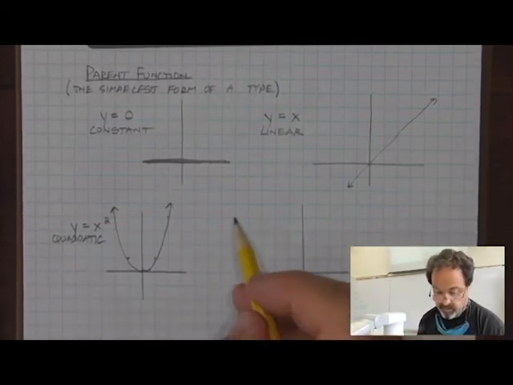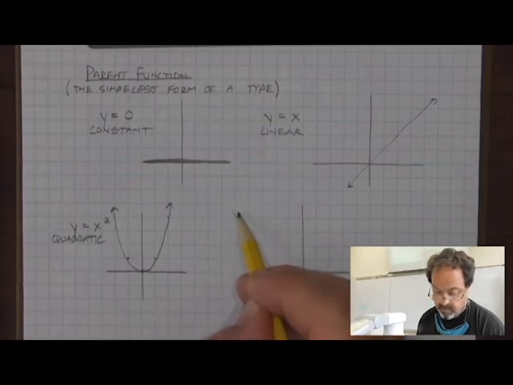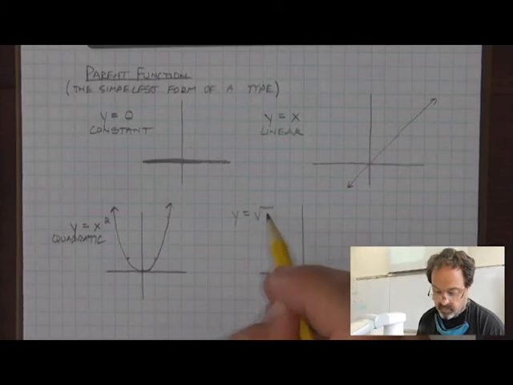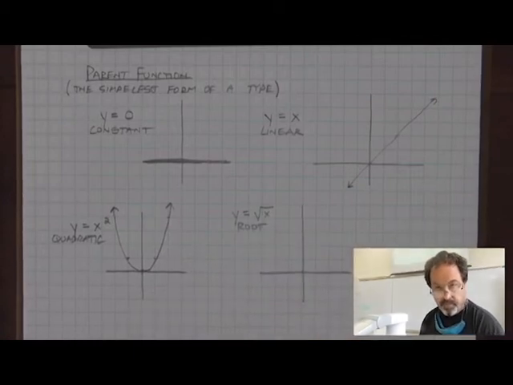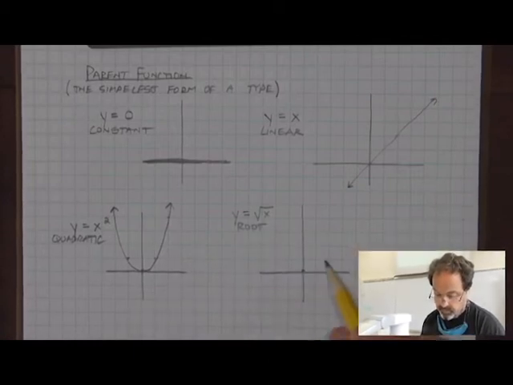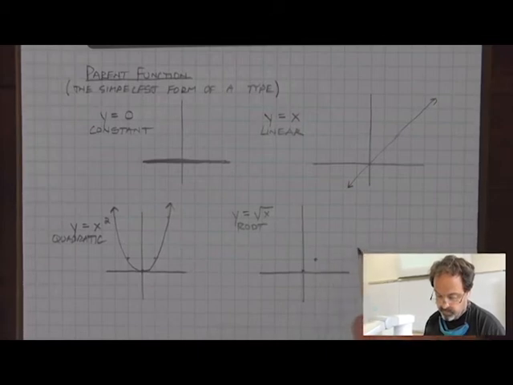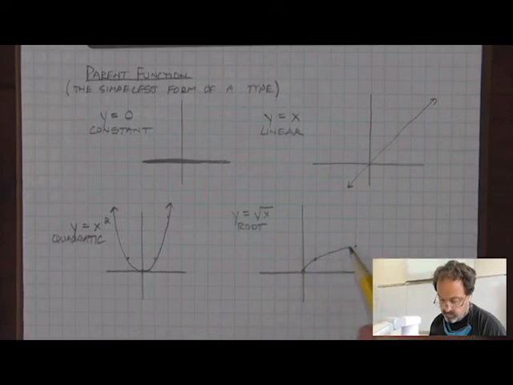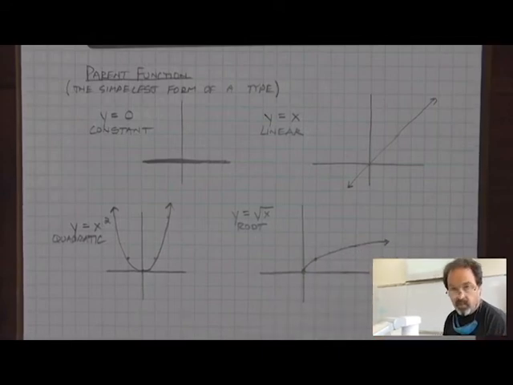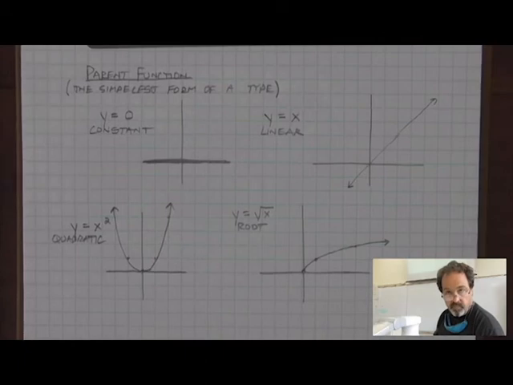And the last parent function in this presentation, y is equal to the square root of x. And we could call this a root function. And a root function is also a curve. Goes like this. Here we have four parent functions, the names, the equations, and a sketch of the graph.